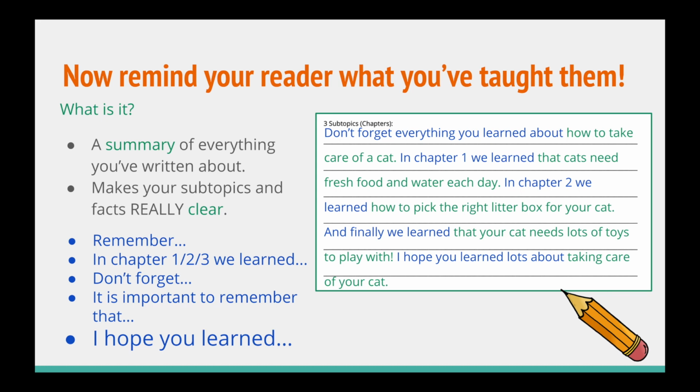So here's how I put it all together to make my 3 subtopics or chapter summary. Don't forget everything you learned about how to take care of a cat. In chapter 1, we learned that cats need fresh food and water every day. In chapter 2, we learned how to pick the right litter box for your cat. Finally, we learned that your cat needs lots of toys to play with. I hope you learned lots about taking care of your cat.